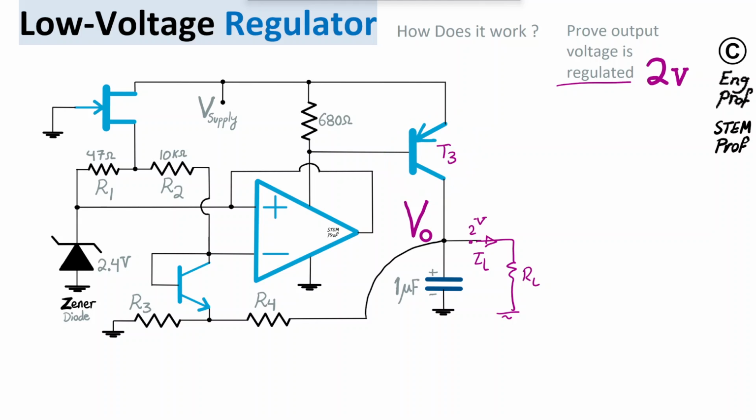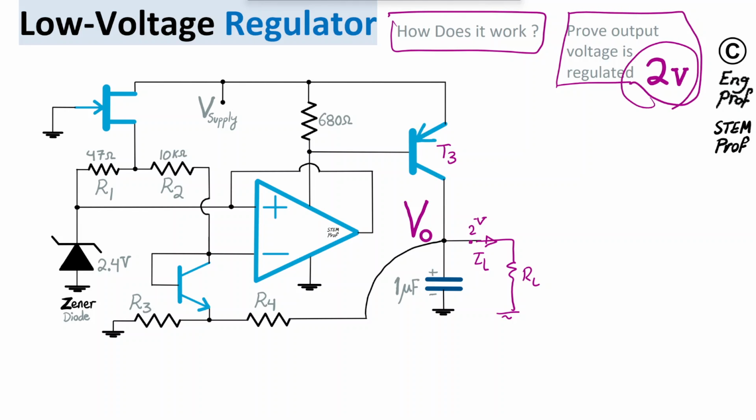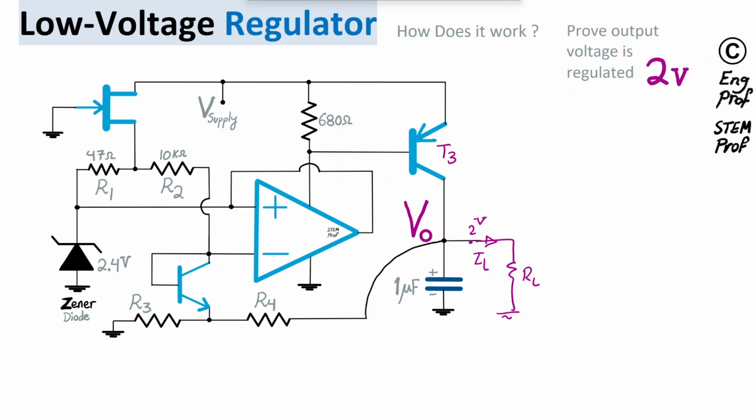Now, the question is, how does this circuit work? And can we prove that it actually provides a fixed 2 volts at the output? What are the choices of components in this circuit? So let's talk about them. At the input of the circuit, we have an unregulated supply. The only requirement here is that it has to be at least 3.5 volts, as an example.